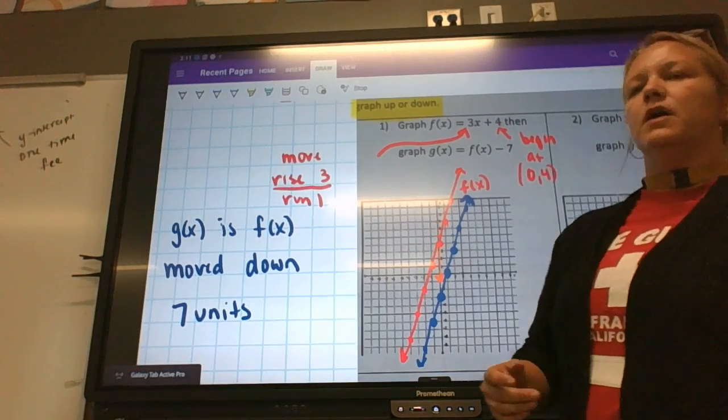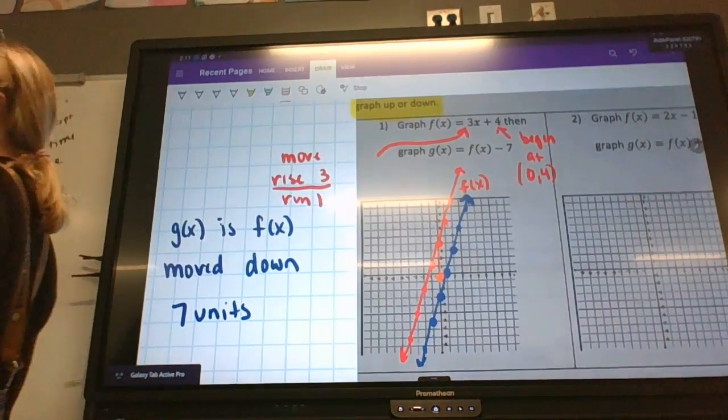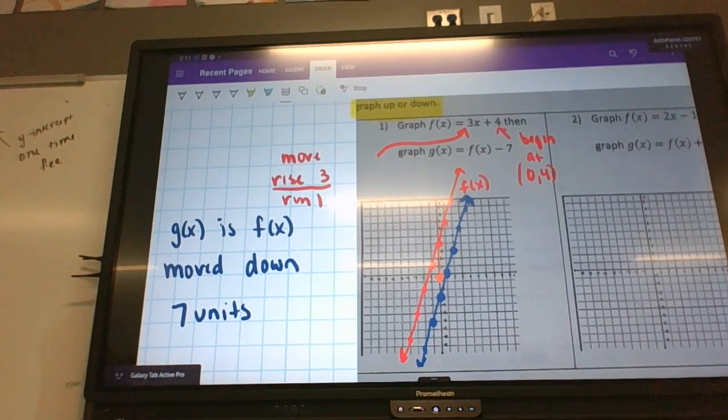So the result is a parallel line. Okay, these lines are like train tracks. They're parallel. Let's try to graph one of these. Either F or G. Did you do a line? Do you have two lines or one line? Are they parallel? They look like train tracks?